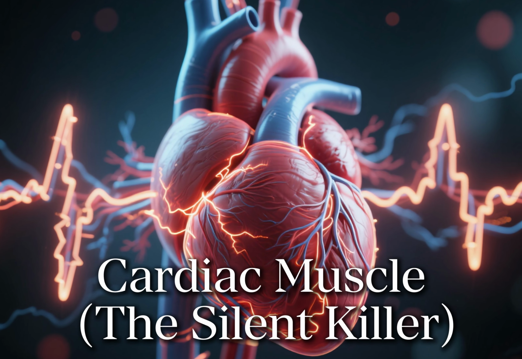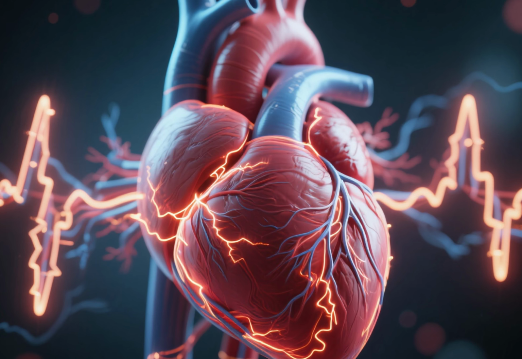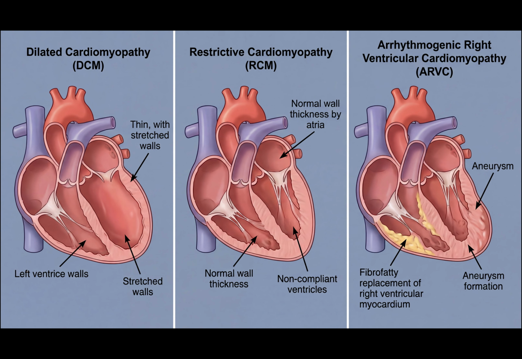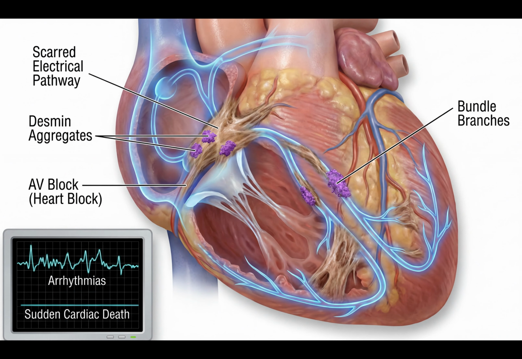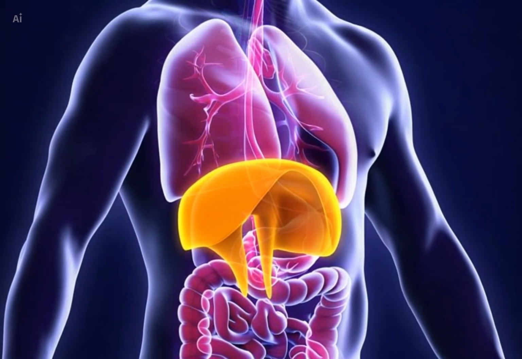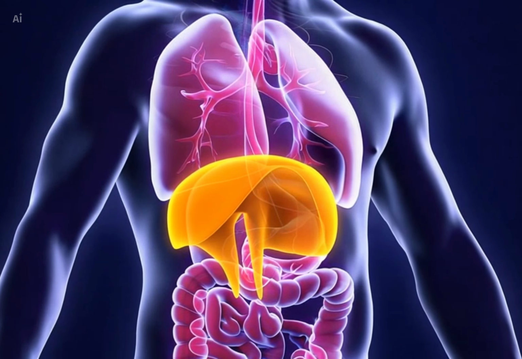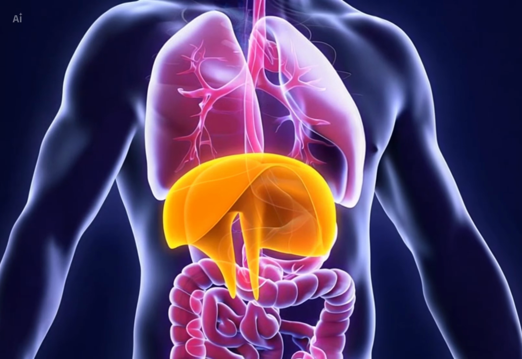Cardiac muscle. The silent killer. Heart involvement is a hallmark of desminopathy and often precedes skeletal weakness. Cardiomyopathy can present as dilated cardiomyopathy (DCM), restrictive cardiomyopathy (RCM), or arrhythmogenic right ventricular cardiomyopathy (ARVC). The electrical system of the heart is often scarred by desmin aggregates, leading to AV blocks, heart block, and arrhythmias, which can cause sudden cardiac death. In severe or recessive cases, smooth muscle dysfunction can lead to chronic gastrointestinal issues like swallowing difficulties or intestinal obstruction.